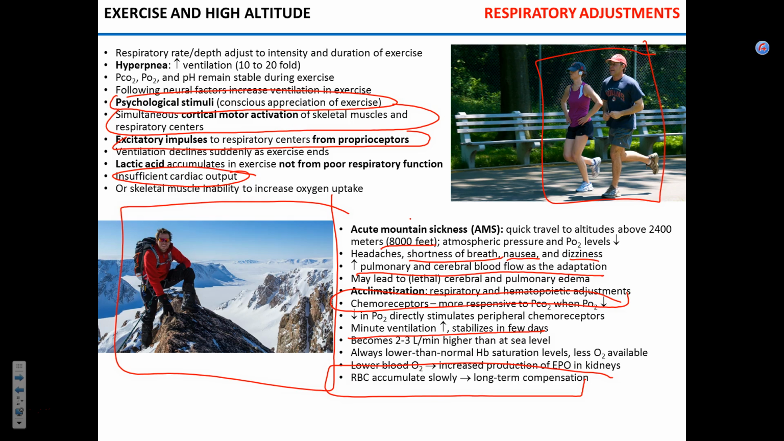Okay. So basically, 2 main adjustments for altitude: immediate, increased minute ventilation, and long-term, red blood cell production.